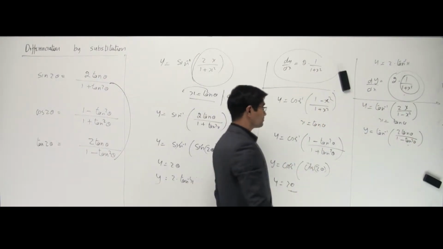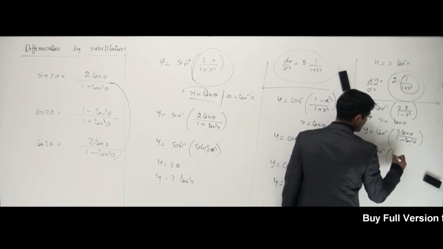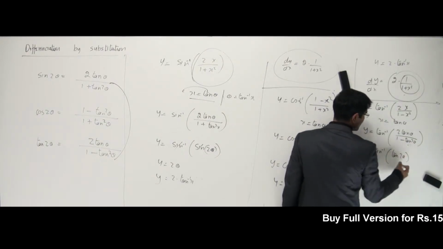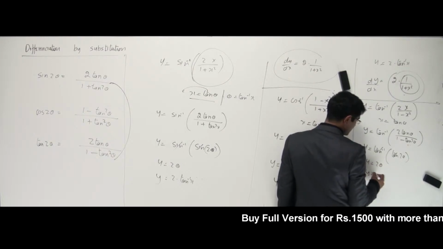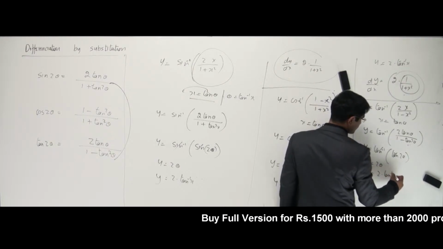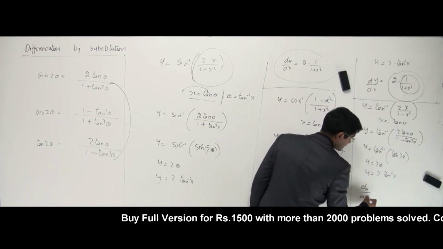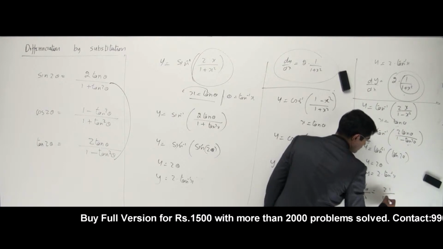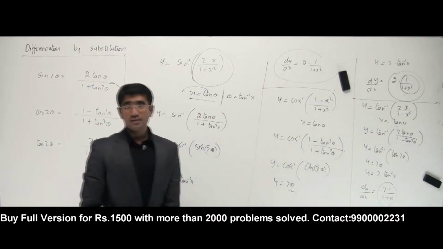So what happens to my problem? It looks like y is equal to tan inverse of tan 2 theta, and tan is gone, so y is equal to 2 theta. Theta is who? Again, tan inverse of x from this substitution. Differentiate this guy, dy by dx is nothing but 2 into 1 by 1 plus x squared. All the three answers are same, isn't it?